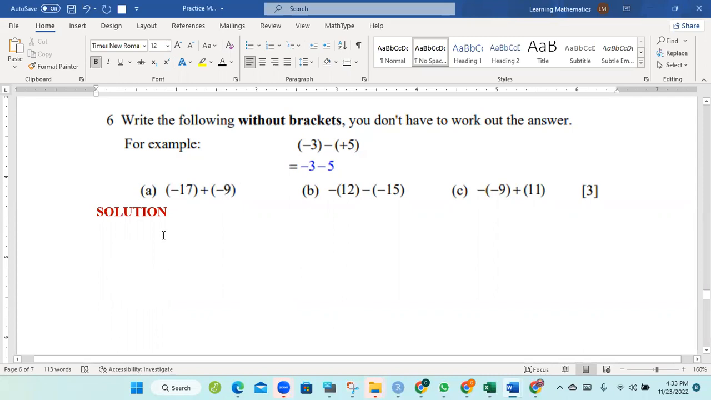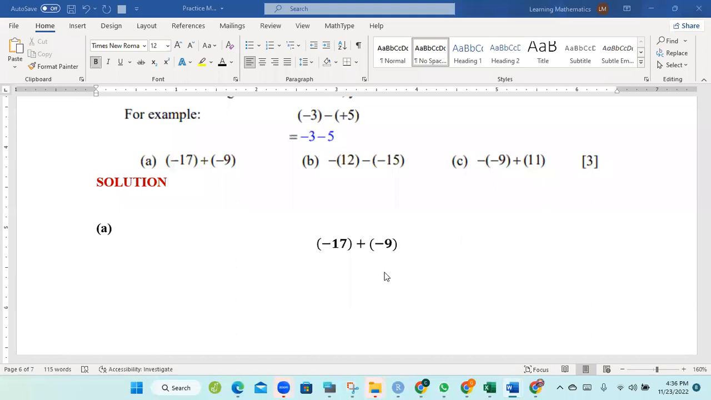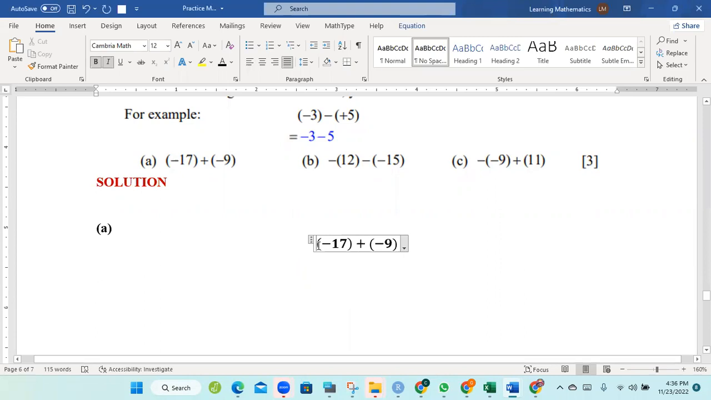Okay, so let's apply this to scenario E. So for this example here, part A, there's an invisible 1 in front of the bracket here, and there's an invisible 1 also. Okay, so 1 by -17 will be -17. A positive times a negative is a negative. And the +1 times a -9 is a -9. So that's -17, subtract 9. Let's go to scenario B.